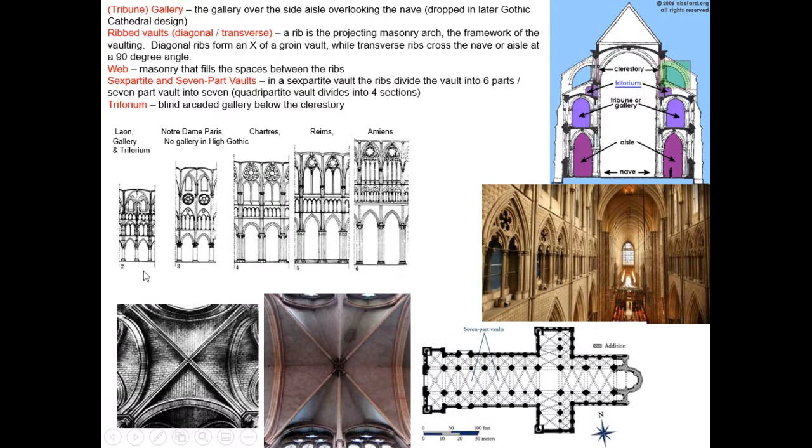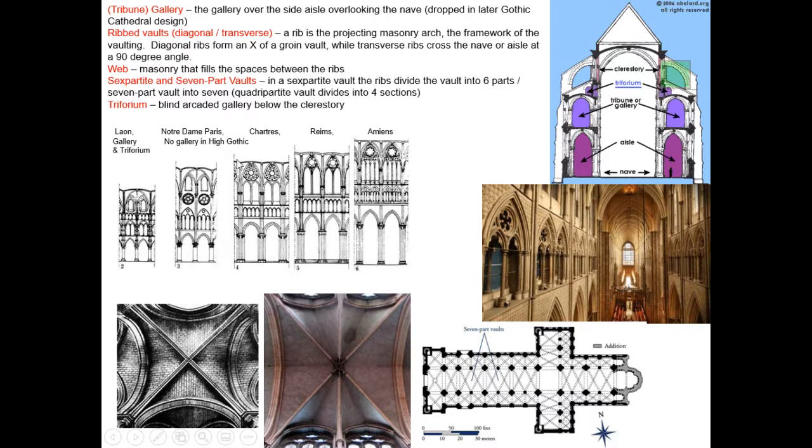We'll look at some of the early Gothic examples. Laon Cathedral has a gallery and a triforium. You can see there are all 4 parts. There's our nave arcade at the bottom, the gallery above that, then the triforium, then the clerestory windows. In Notre Dame, as we move into the High Gothic, we're going to get rid of the gallery. Instead, we'll have the nave arcade, the triforium, and then a large area for windows. That's our clerestory here in Notre Dame.